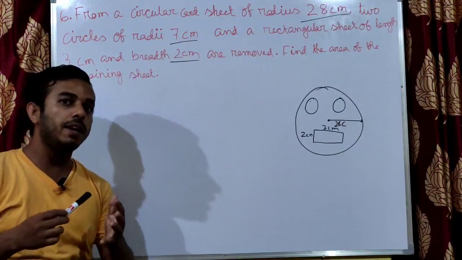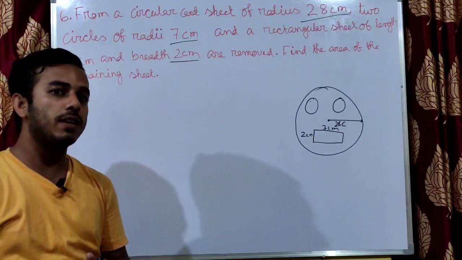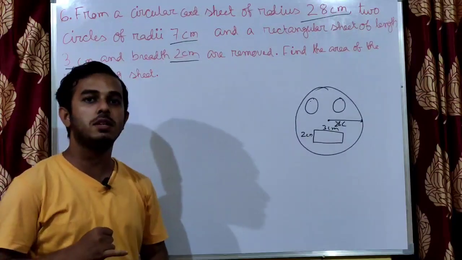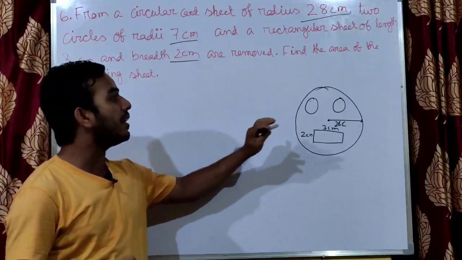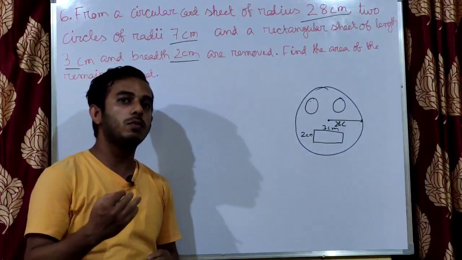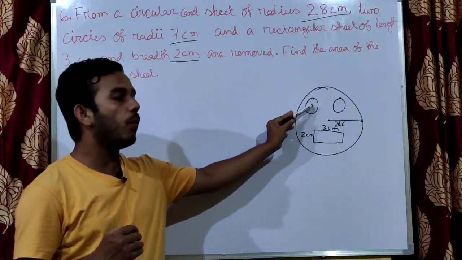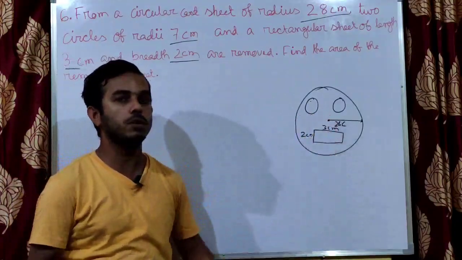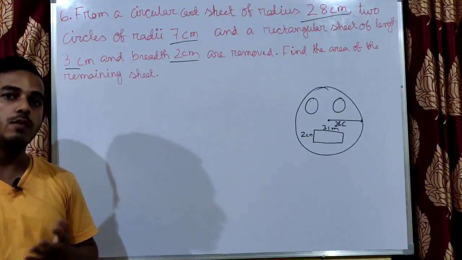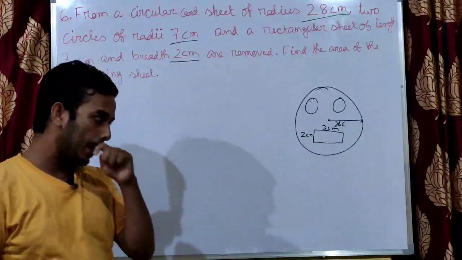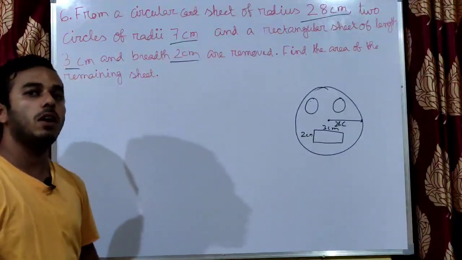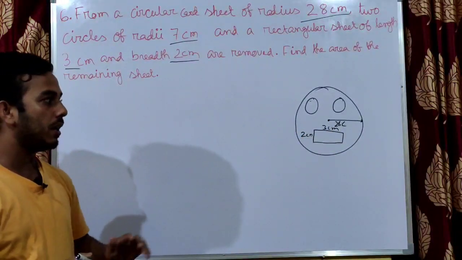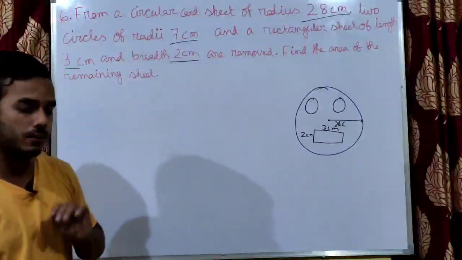So how many areas will we have to find? For the first case, we have to find the area of the circular sheet whose radius is 28 centimeter. For the second case, we have to find the area of both the circles. Now how can we find the area of both the circles? If we find the area of one circle and multiply it by 2, we can find the area of both the circles. And third, we find the area of the rectangle. After that, we will add the area of the circles and the area of the rectangle and subtract it from the sheet's area, and we will find the area of the remaining part.